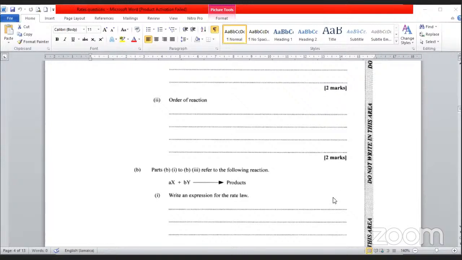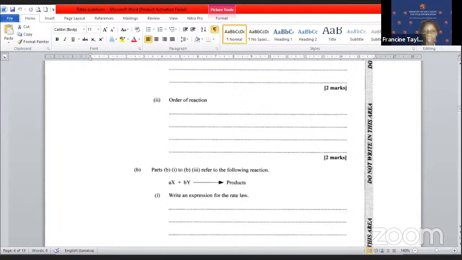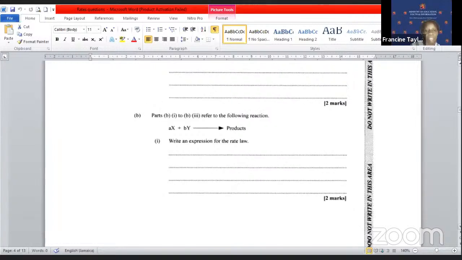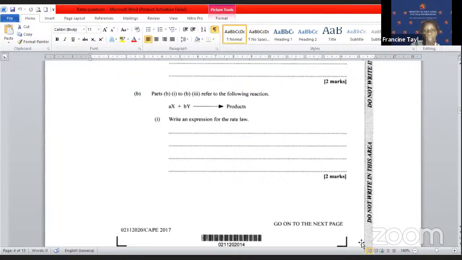Parts B1 to B3 refer to the following reaction, AX plus BY to give products. Write an expression for the rate law. You can post your responses in the chat, students. Okay, we have one here. Rate is equal to K, Y to the A, and Y to the B. Or they probably made a mistake and didn't put the X.